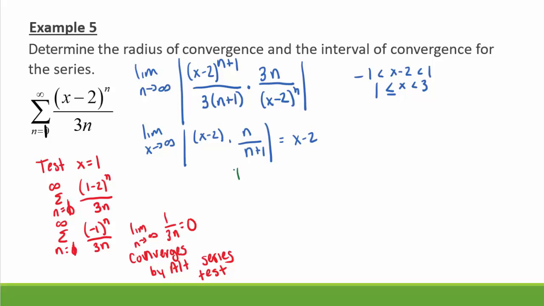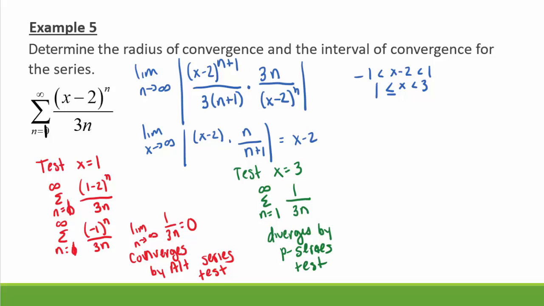Now, we test the other endpoint. Test x equals 3. I'm going to guess it's 1 for my n, because that wouldn't make sense. When I plug in 3, I get 1. So now we have to look at this series. Does this series converge or diverge? This diverges by the p series test. So this is my interval of convergence.